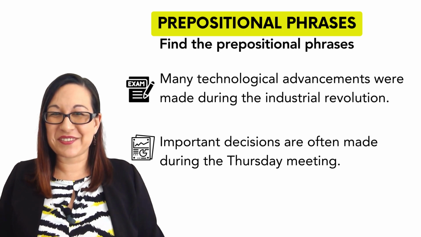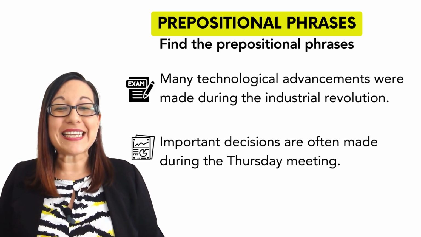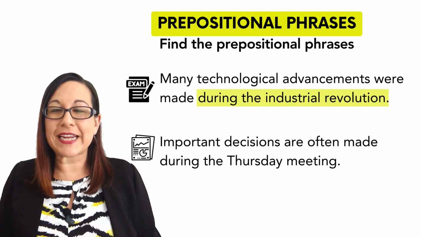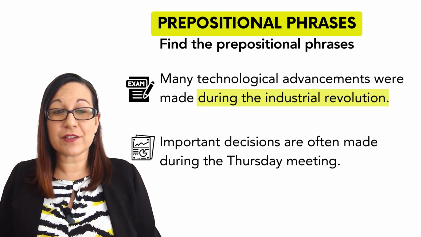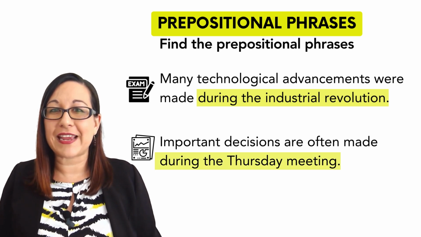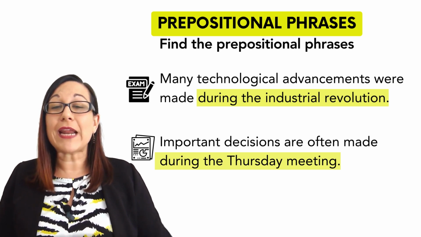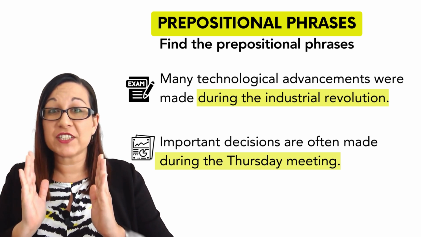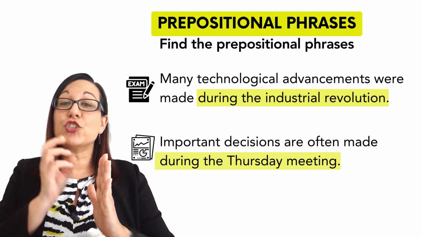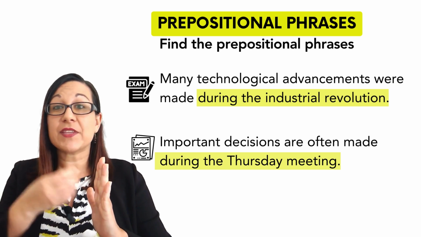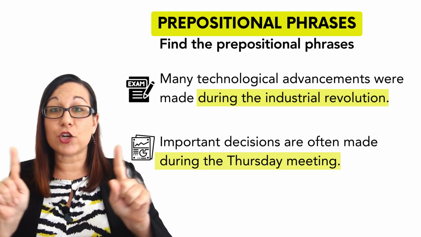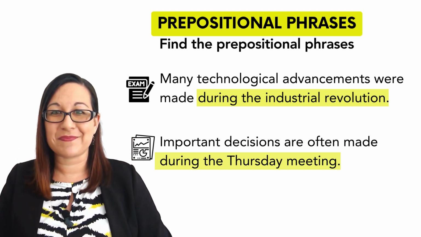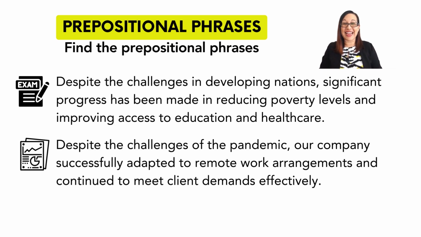Did you find it? So, many technological advancements were made during the Industrial Revolution. Important decisions are often made during the Thursday meeting. So we've got our preposition here. It's a preposition of time, during, and then during what? During the Industrial Revolution, during the Thursday meeting. So we've got that group of words, prepositional phrase. Let's take a look at the next pair of sentences.